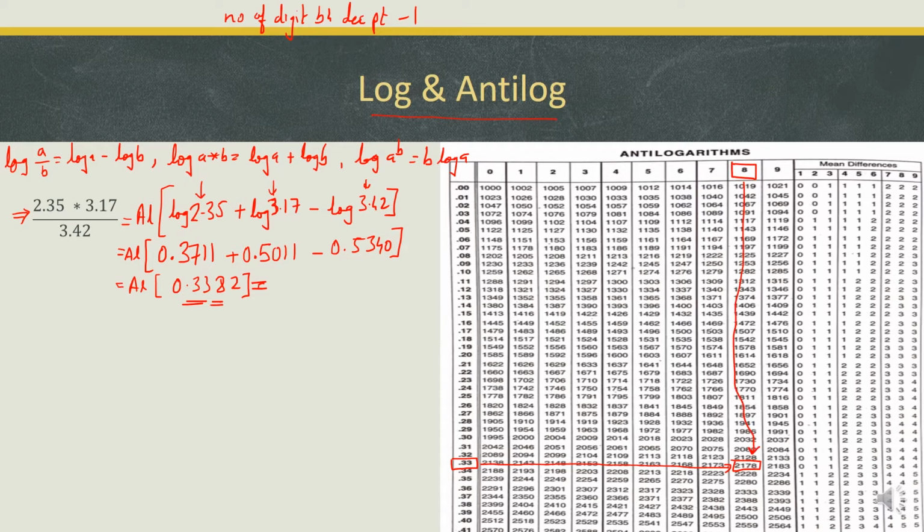Along with that, we got one more digit over here, 2. So for that, you need to go into this mean difference column and within that mean difference we have this entry 2 over here.